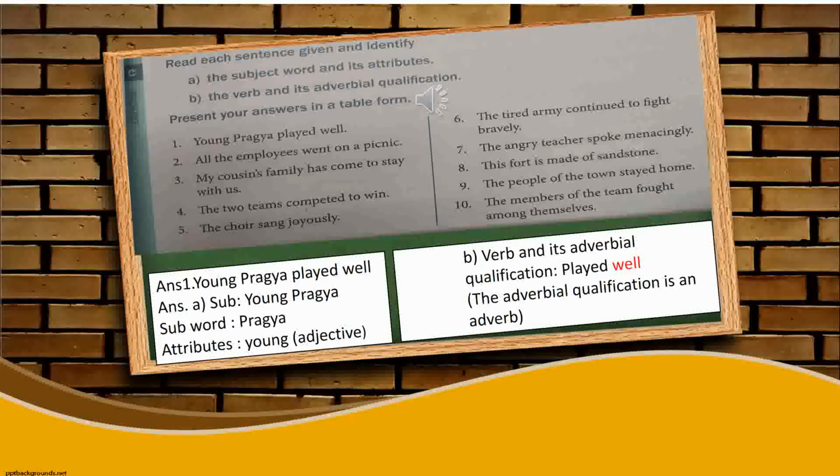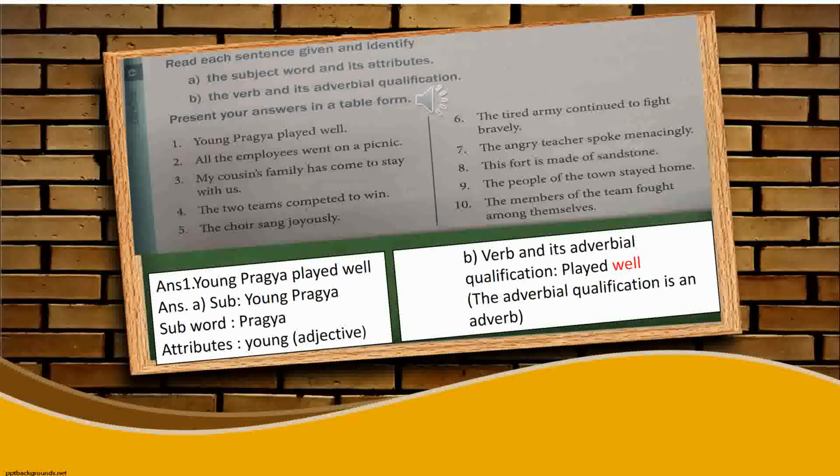So here the subject is young Pragya, and the subject word will be, as you guess, Pragya, and its attribute is young. It is an adjective. And question number B, for the same sentence, the verb and its adverbial qualification. Here we can say the verb is played and its qualification is well. So well itself is an adverb. So we can say the adverbial qualification is an adverb.